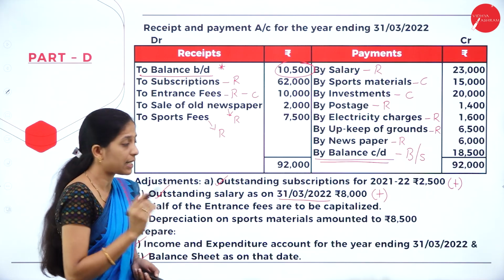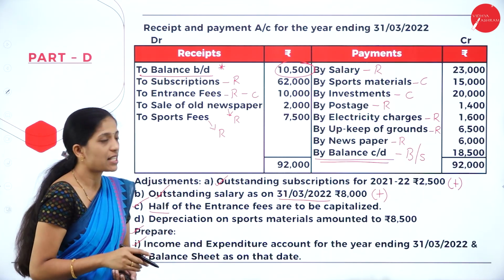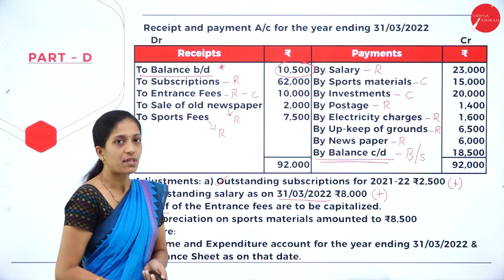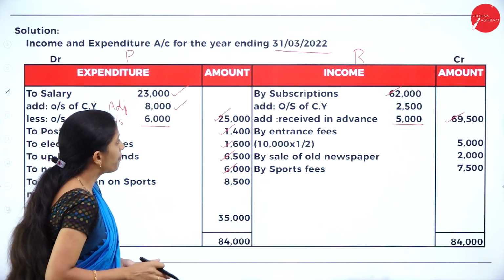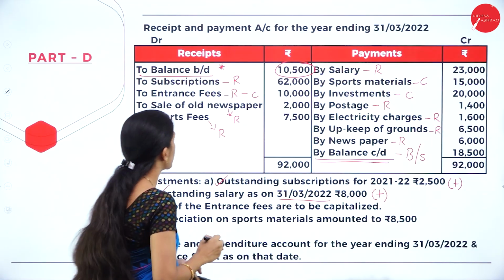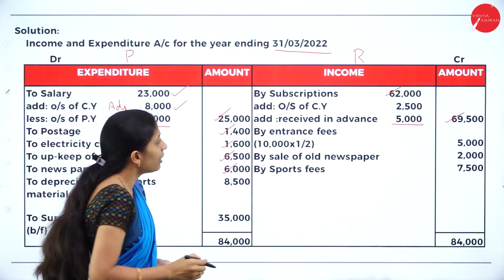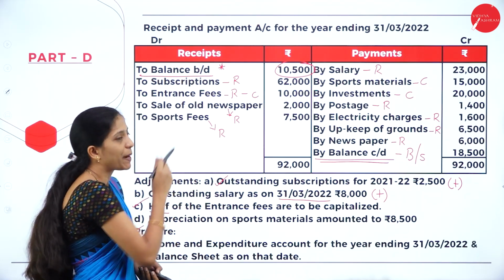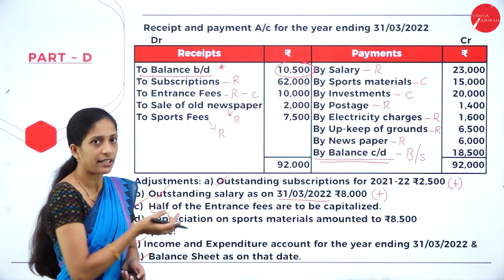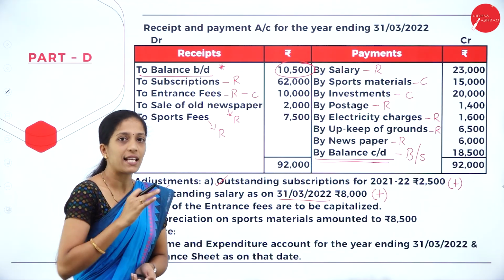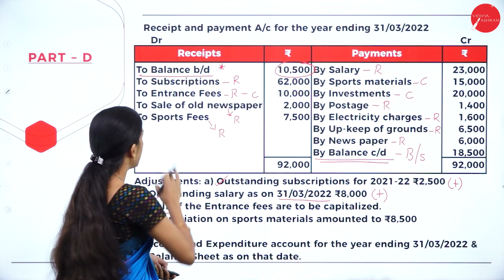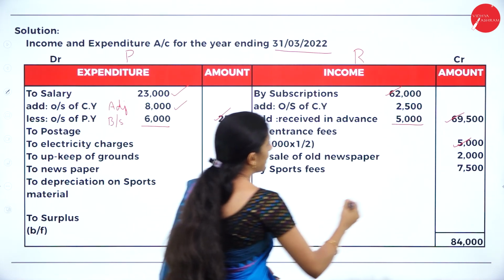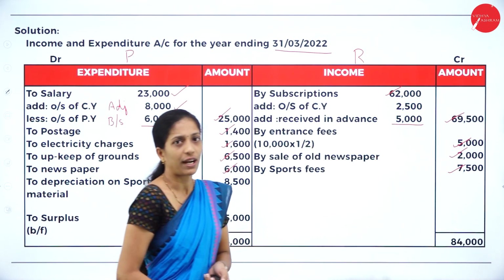Next one, we have entrance fees. It is a revenue item, but they have clearly told that half of the entrance fees has to be capitalized. In the sense, half comes under income and expenditure account, half comes under balance sheet. So how do you write? By entrance fees, you have to calculate. So what is the value of entrance fees? 10,000 into half, 1 by 2. That is 5,000. Next, we have sale of old newspaper 2,000. We don't have any other adjustment relating to sale of old newspaper as well as in the opening balance sheet. So take it directly. In the same way, sports fees also we don't have any other adjustment. So take directly these two items 2,000 and 7,500.